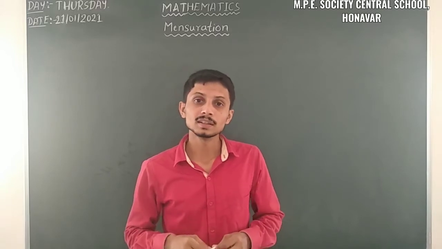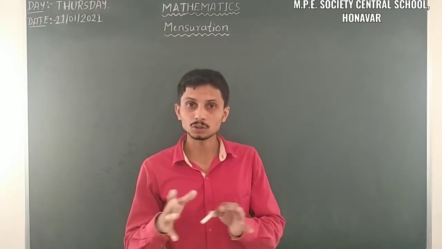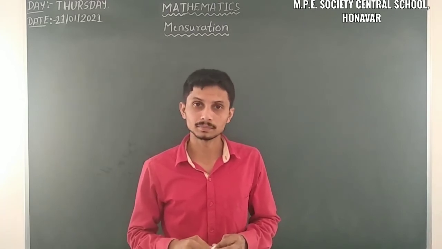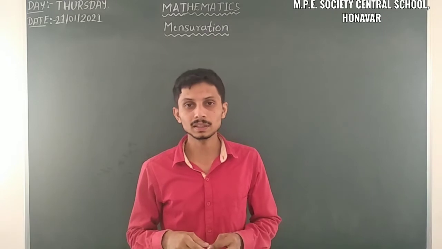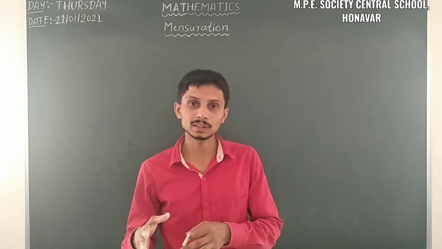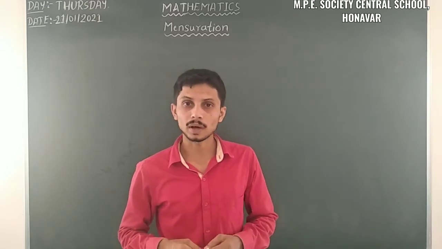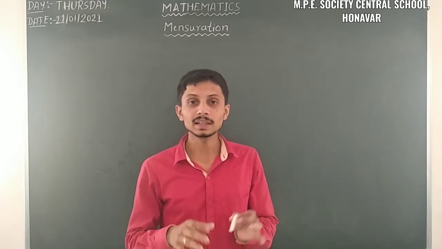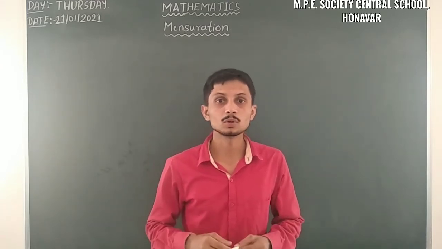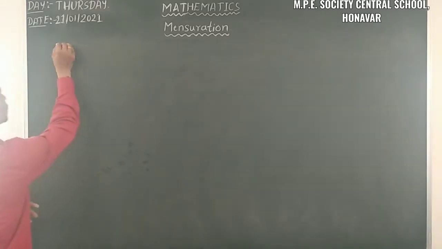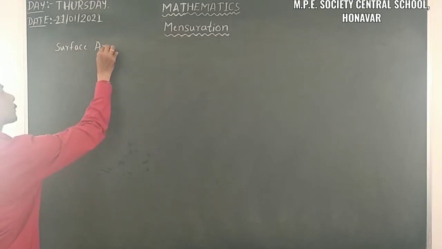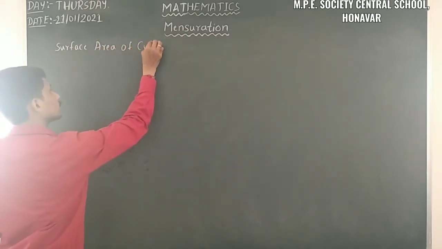So in three-dimensional figures we are taking surface areas and volumes. Let's take three-dimensional figures and solid shapes one by one. Firstly, we will take the cuboid. Some of the faces will be rectangles and some will be squares. Here we have to discuss the surface area of a cuboid.